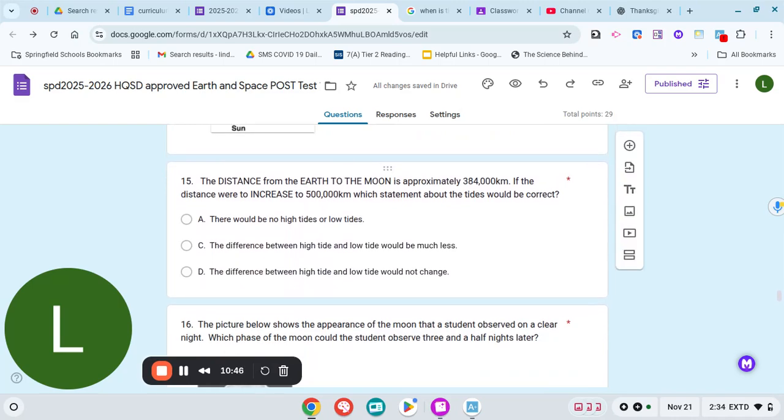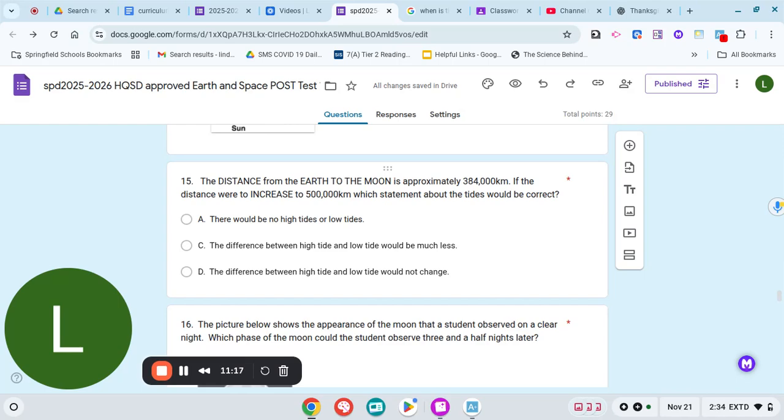Number 15, the distance from the earth to the moon is approximately 384,000 kilometers. If the distance were to increase to 500,000 kilometers, which statements about the tides would be correct? So what we're doing here is we're pretending that we are increasing the distance between the moon and the earth. So the moon would be much further away from the earth now. Which statement about the tides would be correct?